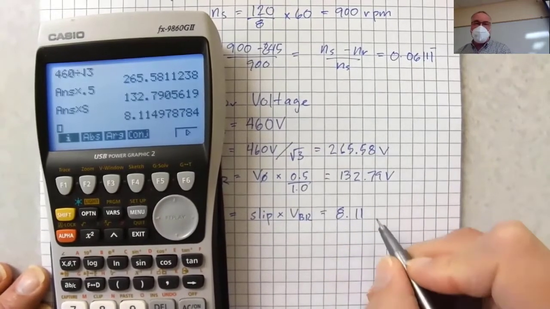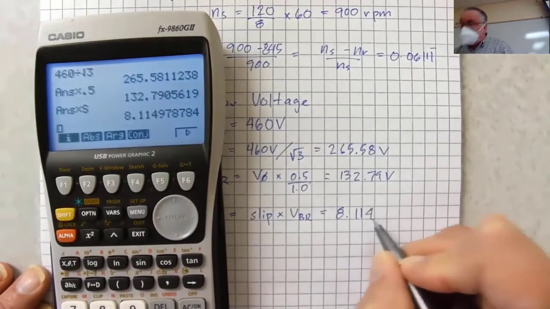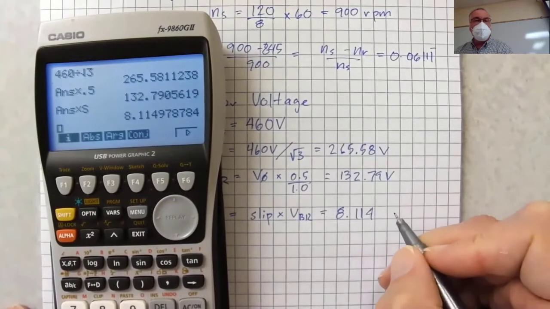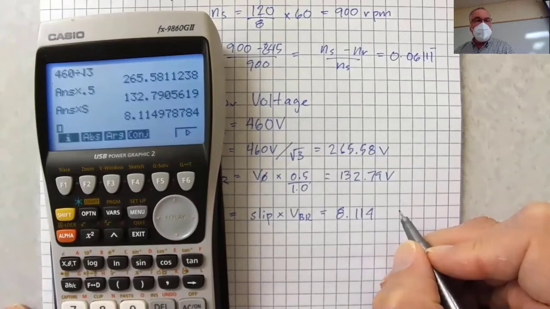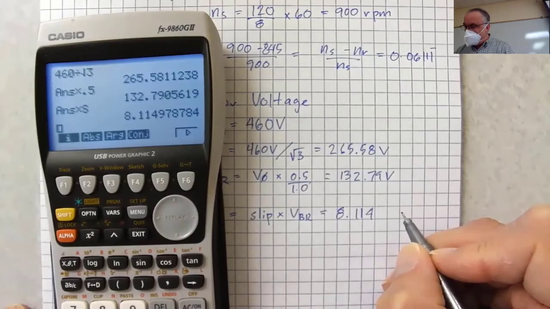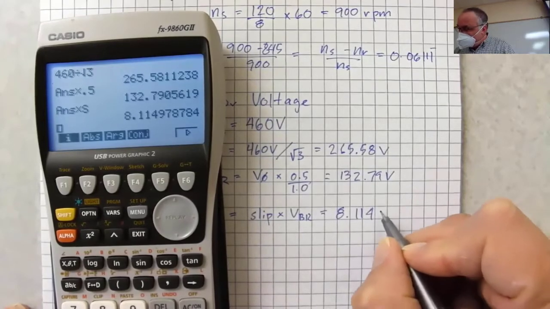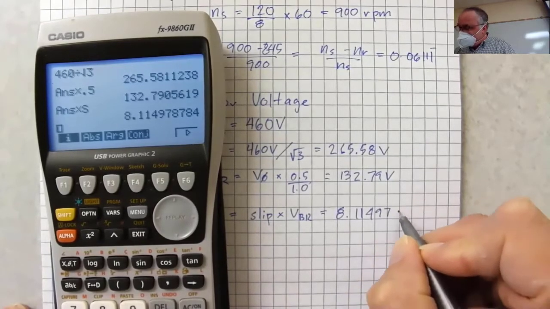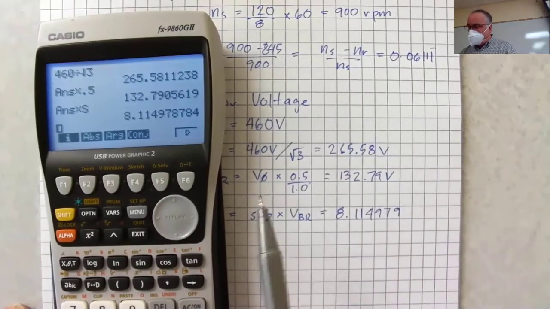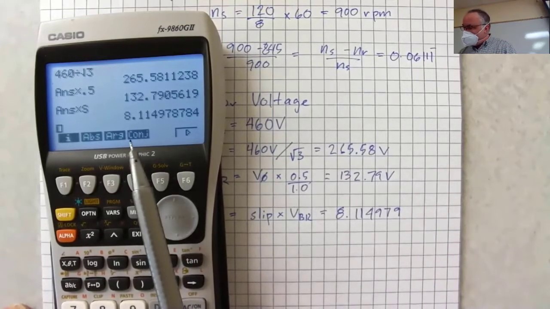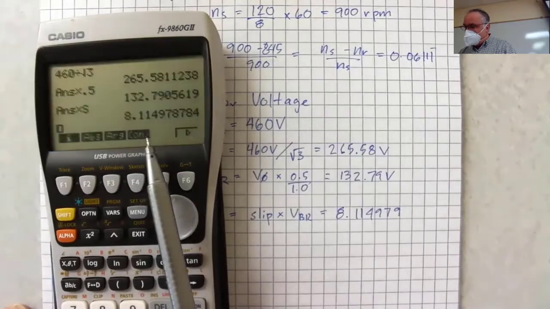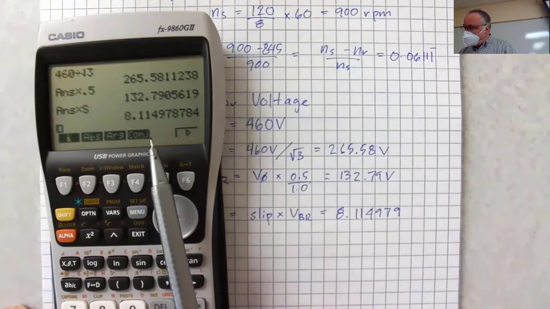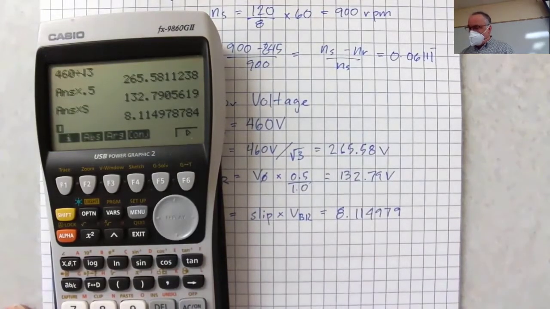8.11. And again, I decreased the tolerance. So we got to make sure we get enough digits here. 8.1149.78. So why don't we do 8.11? That's enough digits for sure, right? There's no way we're going to have problems with that.